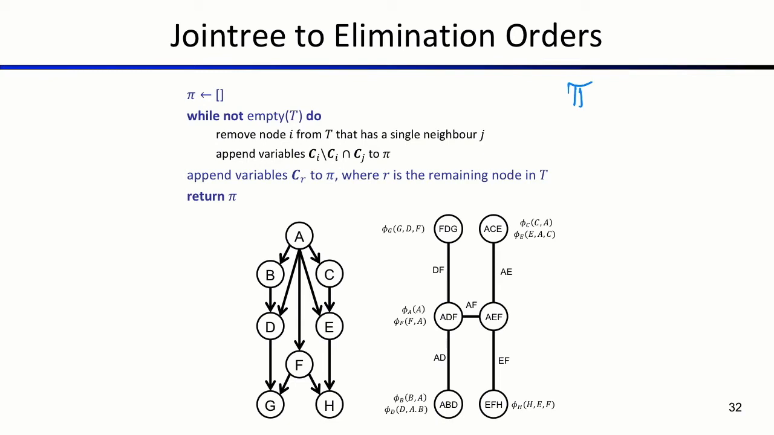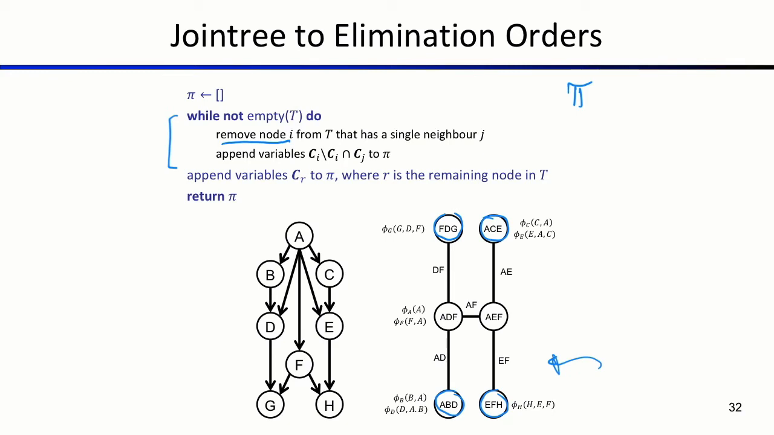While the tree is not empty, I'm going to decompose the tree, and this tree is the join tree. I'm going to decompose this join tree node by node until we have an empty join tree. So we're going to remove a node i from the join tree that has a single neighbor j. If we look at this join tree, we actually have 4 nodes that we can start with. We can start with this node here. It has only one neighbor, this one, and this one. So the algorithm is leaving this open to us.